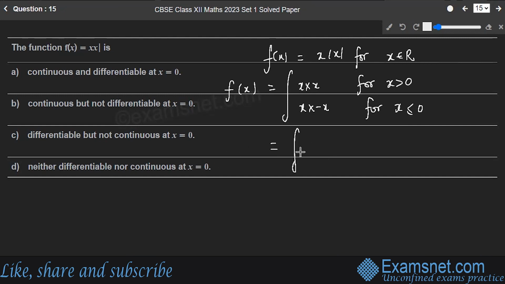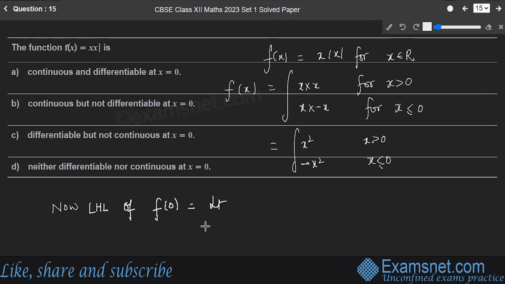So this is equal to x square for x greater than 0 and minus x square for x less than or equal to 0. Now, the left hand limit of f at 0 is the limit as x approaches 0 from the minus side, and when it is the left hand limit, I'll be taking minus x square. So this is minus x square over here, and this is of course 0.